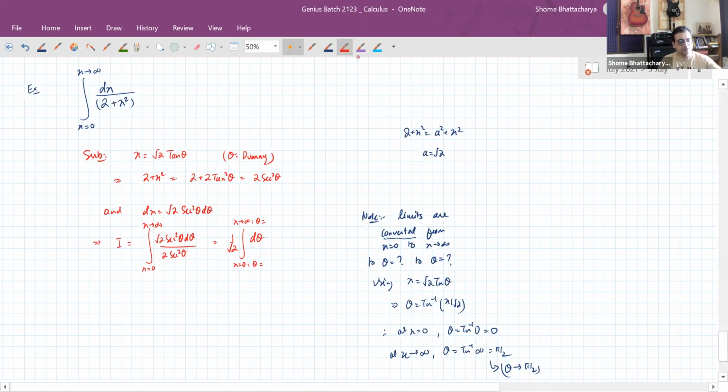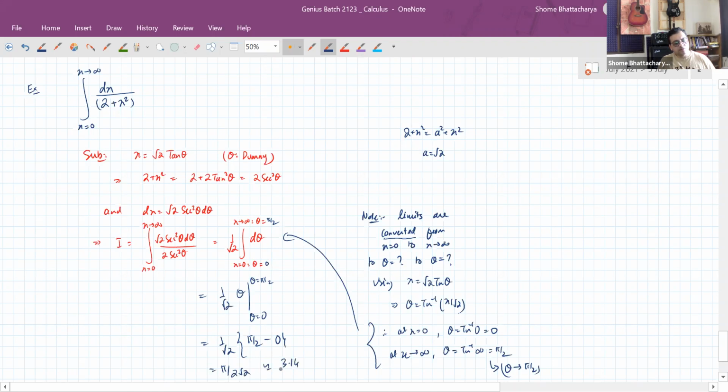So we substitute this over here. The lower limit becomes theta equal to 0. The upper limit becomes theta tending to pi by 2. So we have 1 by root 2 theta, on which we'll put the limits theta equal to 0 to theta equal to pi by 2. This will become 1 by root 2 times the upper limit minus the lower limit. So our final answer is pi by 2 root 2, or 3.14.